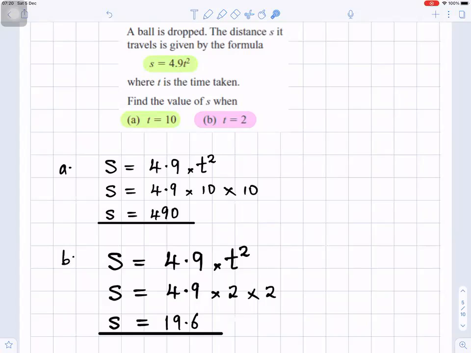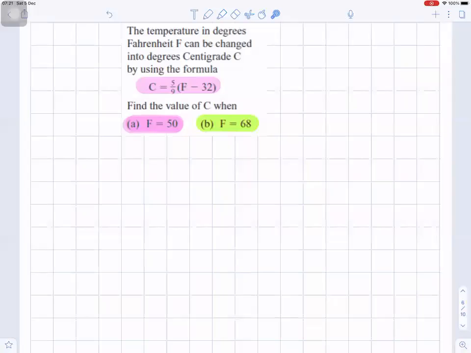For part B, S = 4.9 × t². We sub in the value for t, which is 2. And we multiply 4.9 × 2 × 2. And that gives us 19.6 to 1 decimal place.